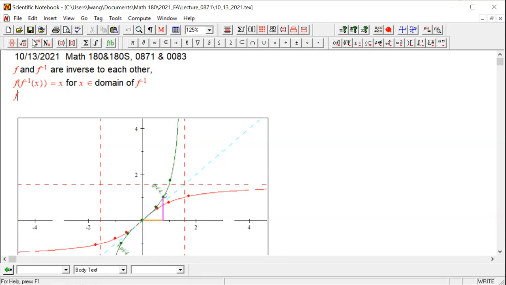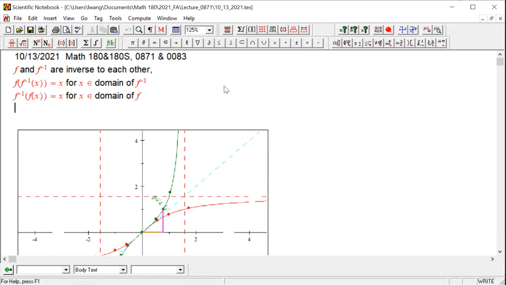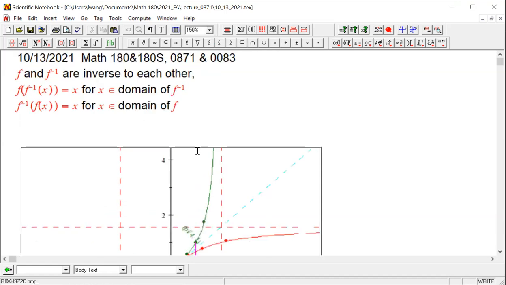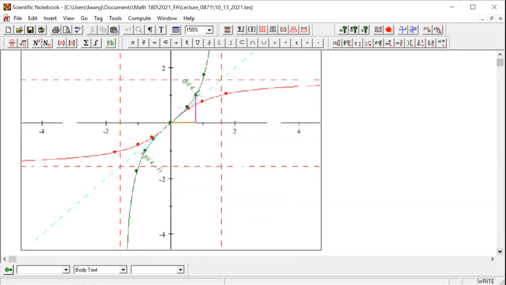And the next one is f inverse of f of x, and that will be for x in the domain of f. Remember this property we used over and over again for all the pairs we've done so far. And these apply to the g and g inverse here. So what is our g? What is our g inverse?